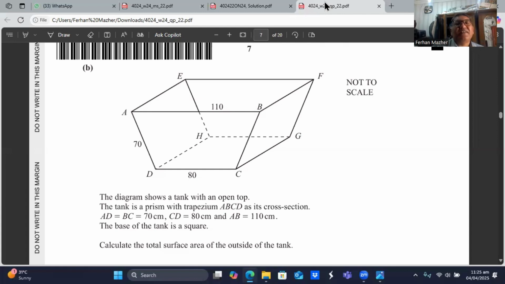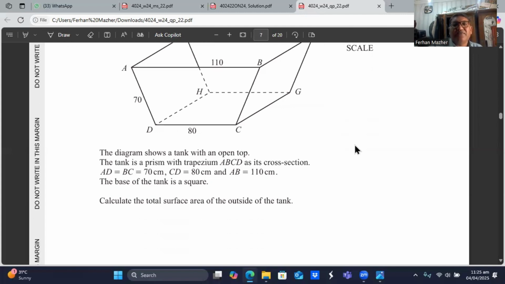The base of the tank is a square. So this DHGC is a square. So this is 80, this is 80, this is 80, this is 80. DH is 80, HG is 80, GC is also 80. So the question is, calculate the total surface area of the outside of the tank.